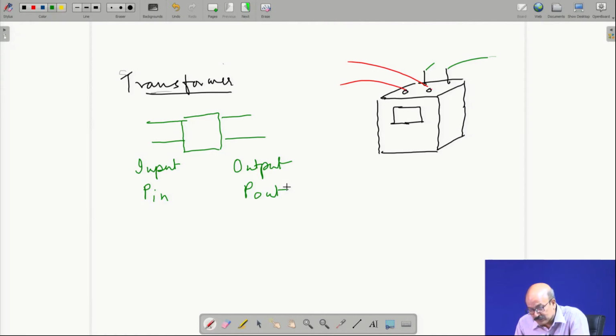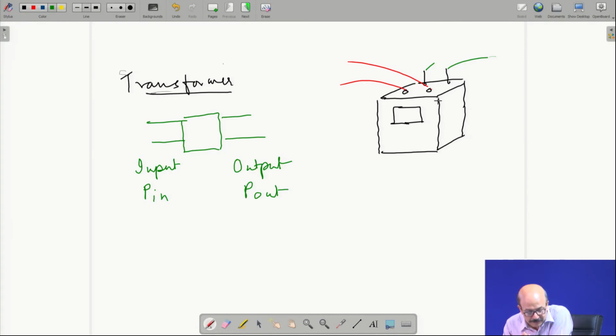There are transformers used as isolating transformers, where the voltage and current levels are the same, and there are transformers called autotransformers, where the electrical isolation is not there. We'll study all of them one by one, but for the time being, you have an input side and an output side.